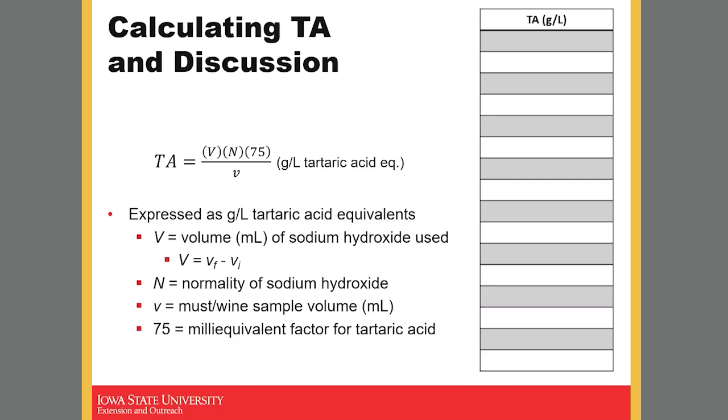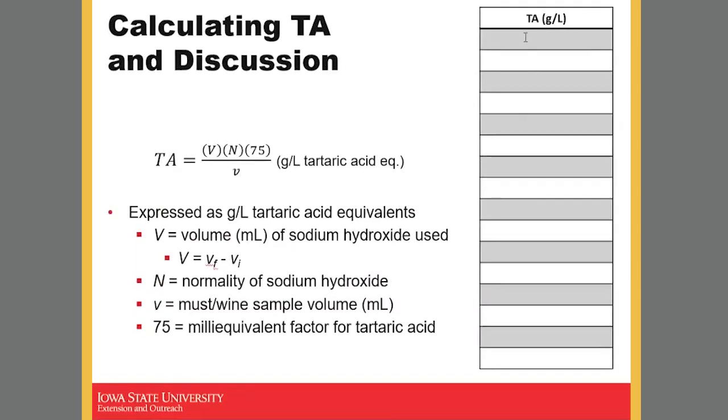If we were going to express as malic acid, that would be a different value, because the molecular weight of malic acid is different than that of tartaric acid. So make sure you know which factor you use. And then you divide all of that by the volume of juice or wine you use. In our case, it was 5 milliliters. So to me, it was 1.65 grams per liter.